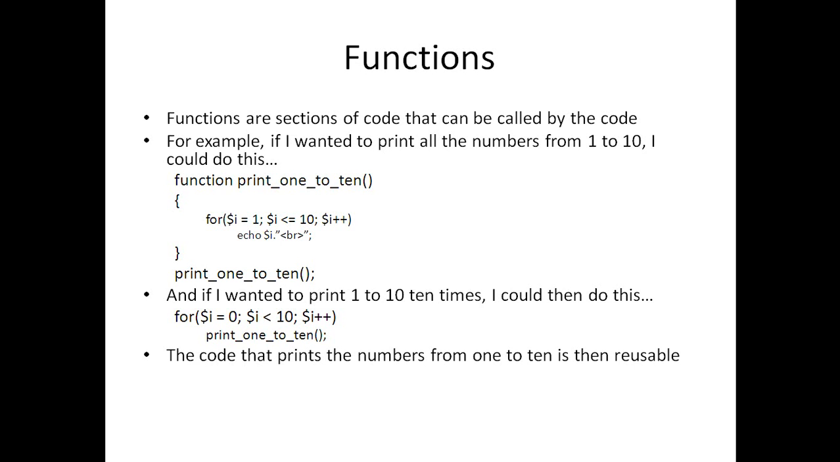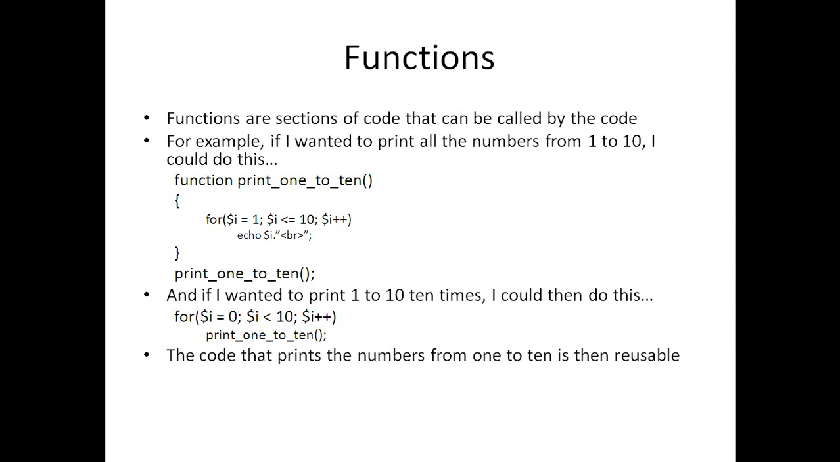So for example, if I wanted to print all the numbers from 1 to 10, I could do this. I could create a function print 1 to 10, and then put a for loop inside. For I equals 1, while I is less than or equal to 10, I plus plus, and echo I with a break. And then at the bottom, underneath that closing brace, I have print 1 to 10, which is the function call. You can put variables inside the parentheses in the function definition. So it could be function print 1 to 10, open paren, variables, close paren. And you can set default values for those variables and all sorts of cool things.